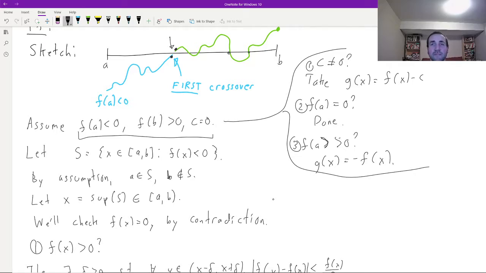I'm going to let S be the set of points x in [a, b] so that f of x is strictly less than 0. So this set S is exactly the blue curve that I've drawn up here. Now by assumption, a is in S and b isn't in S, right? So that is, S is not empty.